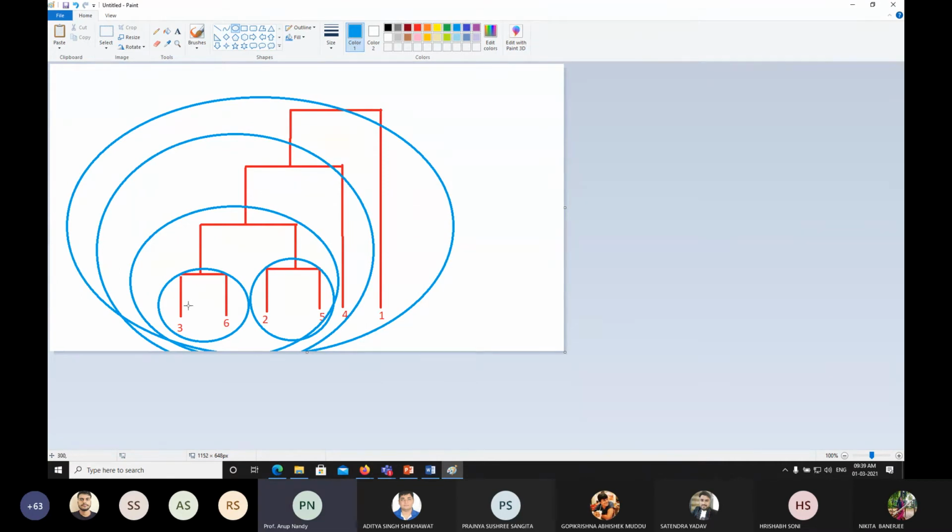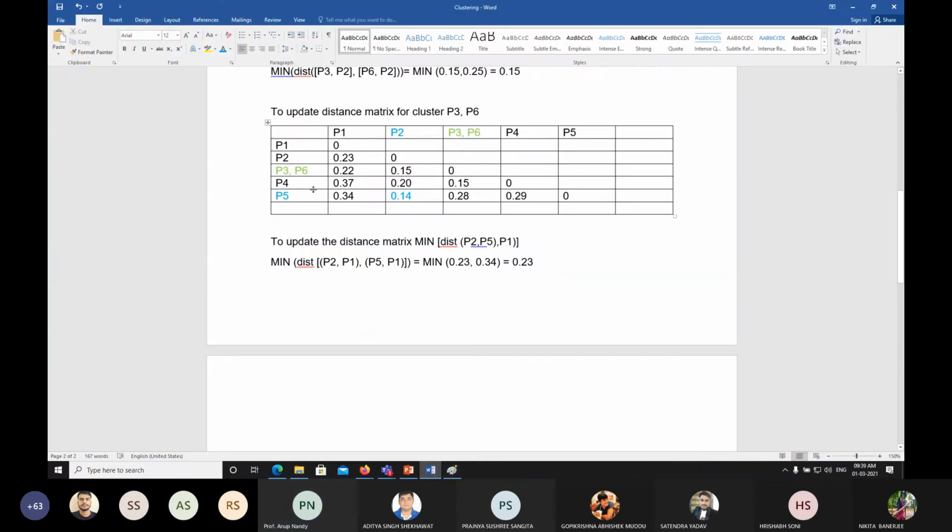Okay, so this is the process. Means you have first P3 P6, then P2 P5, then you have to combine them, then you have P3 P6 P2 P5. Okay, only one point. Then you have P3 P6 P2 P5, then P4. Then you combine them with the minimum distance. You have P3 P6 P2 P5 P4. Then you have only P1. Then you just merge them.